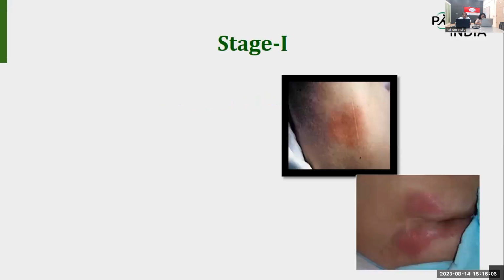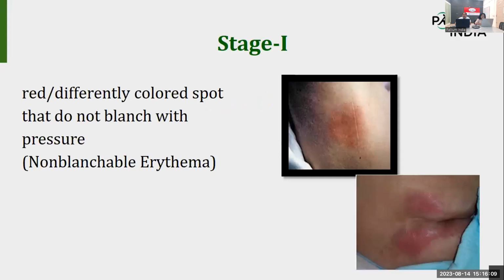The first stage, as you can see in the image, is a red, differently colored spot that does not blanch with pressure. Whenever we give pressure, it will not change. So that is non-blanchable erythema. Redness is there, mainly because of undue or prolonged pressure on one particular bony area. It is retained only to the first layer of the skin, the epidermis. Erythema means redness.